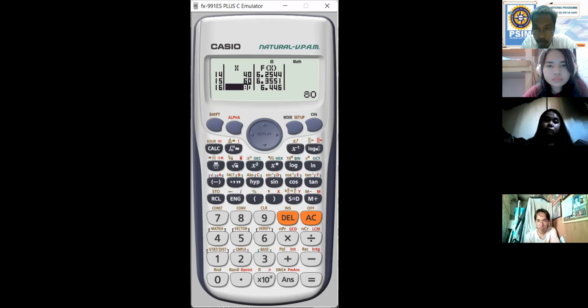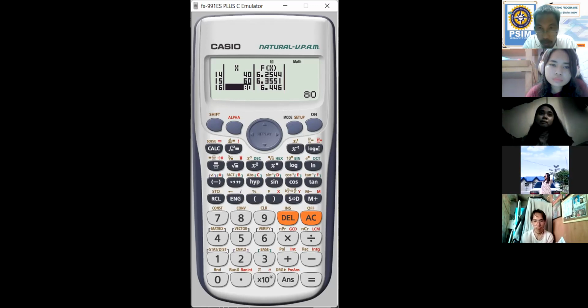I hope you are able to follow using your calculator. If your calculator is the same, good for you. If your calculator is not the same as this model and this brand, you have to do it on your own. You have to discover it yourself.